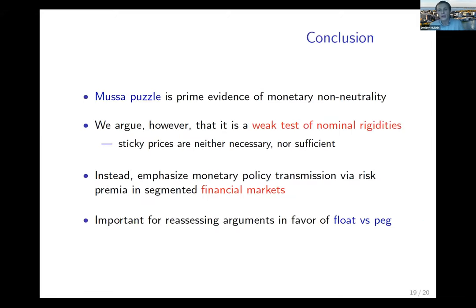Let me just wrap up by saying that the Mussa puzzle is the primary evidence of monetary non-neutrality. At the same time, it is a very weak test of nominal rigidity. So we show that sticky prices are neither necessary nor sufficient to explain the empirical facts. And instead, we think that it is an important piece of evidence of the transmission of monetary shocks through the financial markets. So it has important implications for the debate about float versus PEG, but it also has important implications for closed economy macroeconomics, for monetary economics.